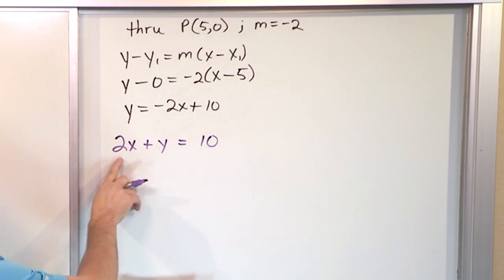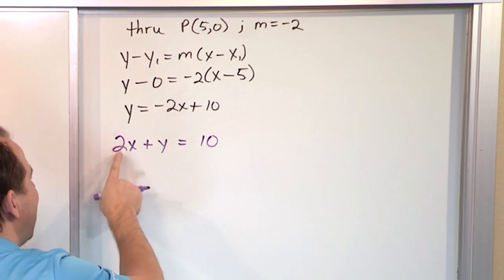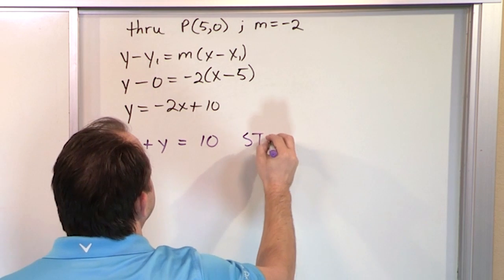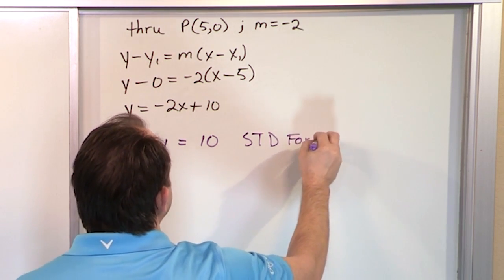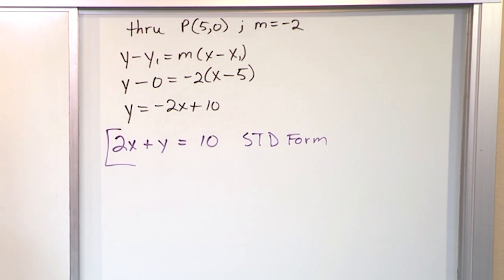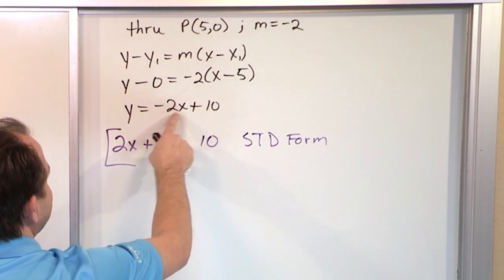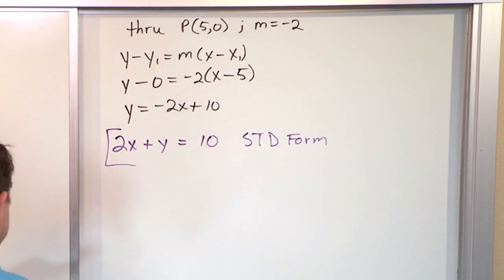The leading term is not a fraction, and it's not a negative number. We have ax plus by is equal to c. This is standard form. And you're done. If you want to graph it, I wouldn't use standard form. I would use this form, the y-intercept form, because I know the y-intercept and I know the slope. I could graph it easily.